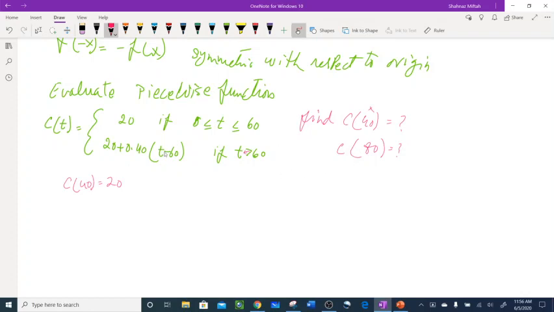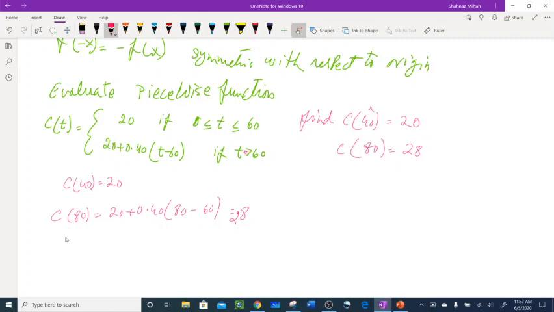For 80, you know t is greater than 60, so anything greater than 60 can fit in here. So I'm going to plug in C(80) here: 20 plus 0.40(80 minus 60). And when you solve, that gives me 28. So up here, my C(40) is 20, and this is 28. So that's my answer, and that's how you solve a piecewise function. Okay.